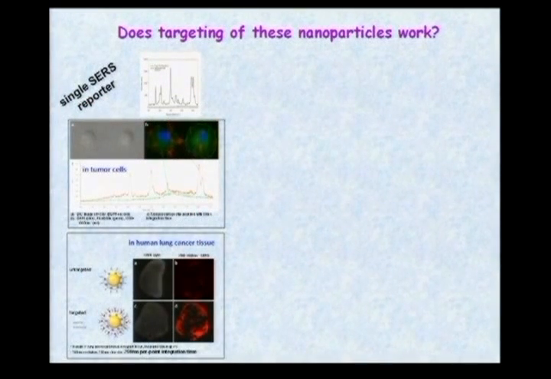But in the preclinical setting, you should ask a number of questions. Does this work? Could you actually target SERS nanoparticles? And the answer is yes. This shows it in cells. So these are tumor cells, and you see the spectra in the cancer cells. And this is in lung tissue. So here we simply took a piece of human lung tumor and dipped it into the nanoparticle solution. And this is untargeted, and this is targeted. And you see that there is actual uptake in the lung tumor.